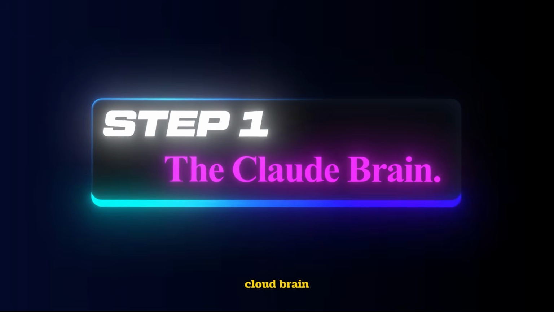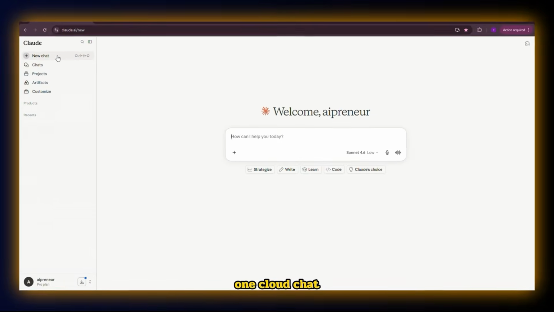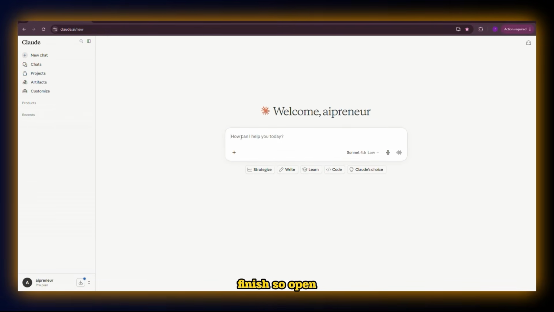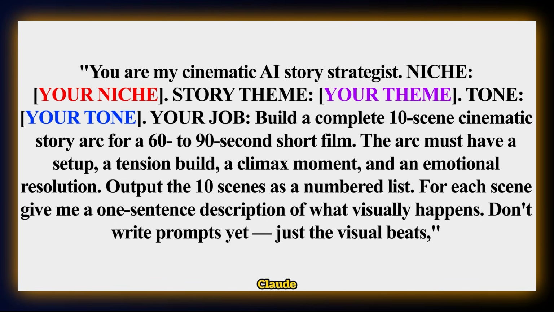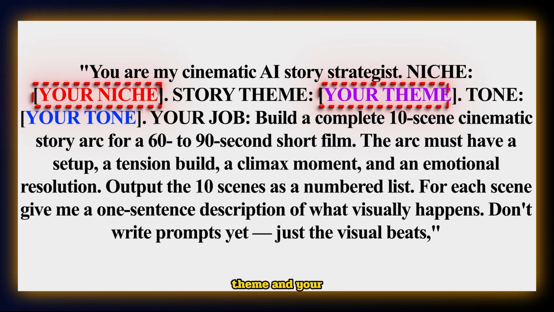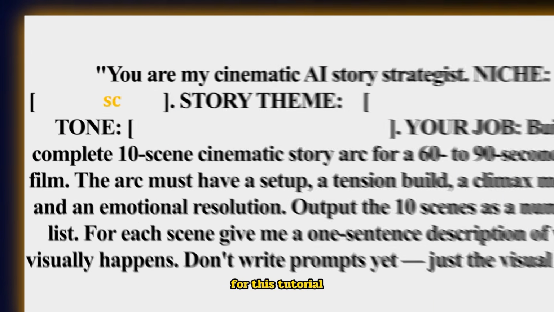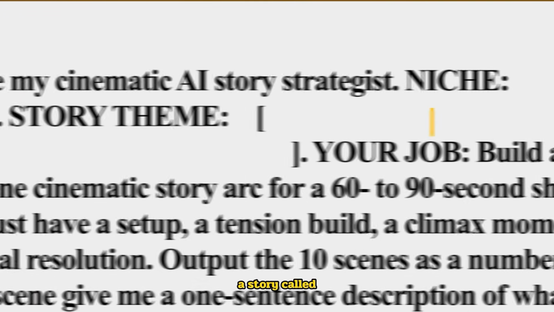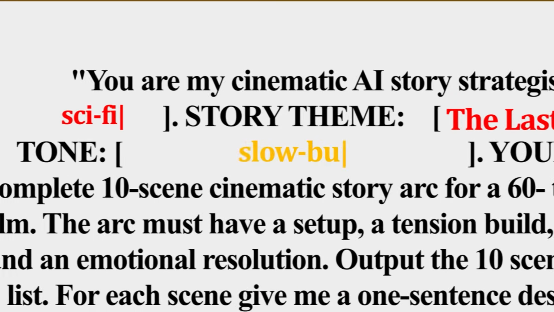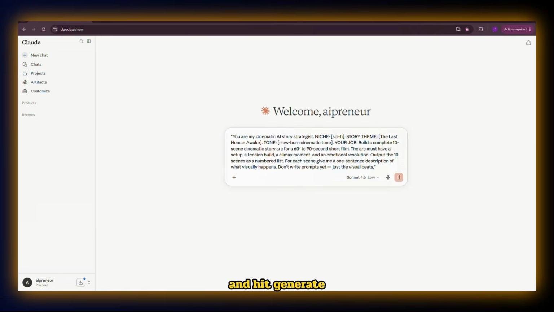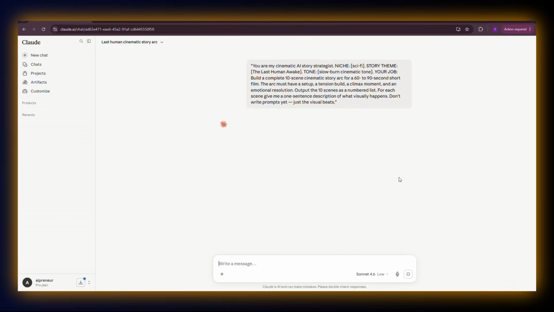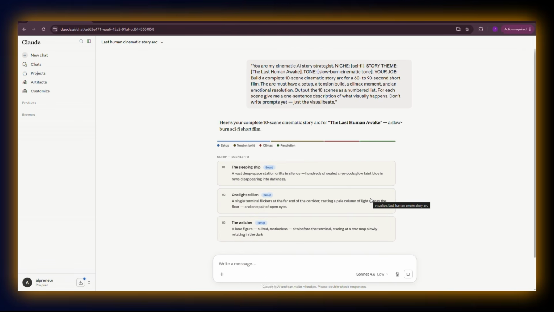Step 1, the Claude brain. Everything starts inside one Claude chat from start to finish. So, open Claude, start a new chat, and paste this first prompt into Claude. That will give you 10 scenes for your video. Fill in your niche, your story theme, and your tone. For this tutorial, I am using sci-fi, a story called The Last Human Awake, and a slow burn cinematic tone, and hit generate. You don't have to copy my numbers. Pick whatever duration and scene count fits your story. Within moments, Claude begins producing visual beats fit with your selected story.